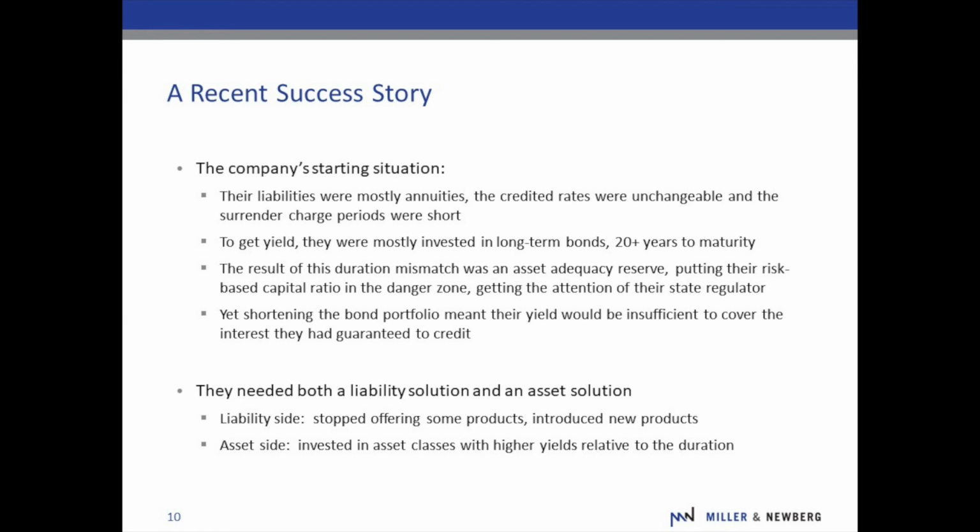And when you put the liability side solution and the asset side solution together, we were able to instantly eliminate the asset adequacy reserve, get their risk-based capital ratio back out of the danger zone, and put them in a place where every sale they were making from there on out was going to help them, was going to make them stronger. And so this company, just a couple of years after being in this danger zone situation, is in a much better situation today.